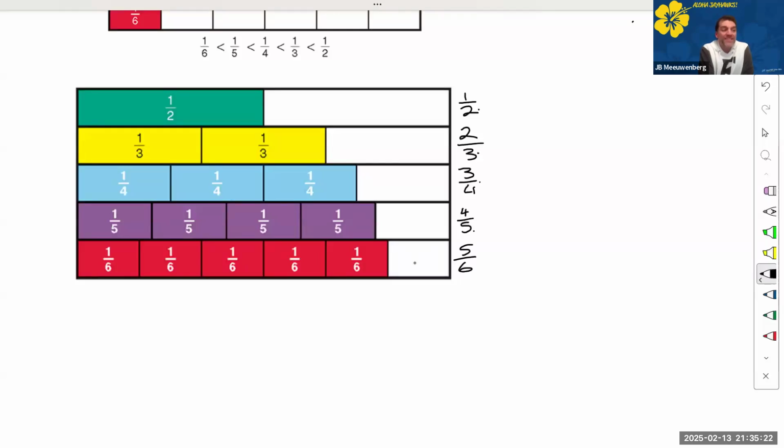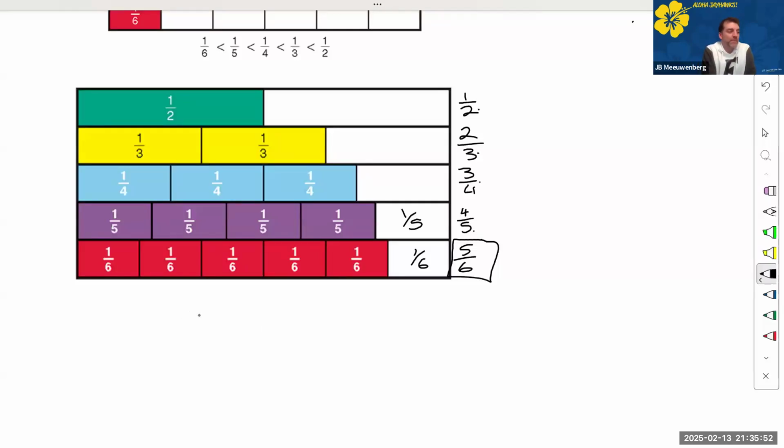5/6 means there's 1/6 that's not filled in. 4/5 means there's 1/5 that's not filled in. We know a fifth is bigger than a sixth. And so if we're thinking what's the leftover stuff that's not filled in, well, there's more that's not filled in here than here. So this value must be bigger than this one. And so we can do that with any two fractions.